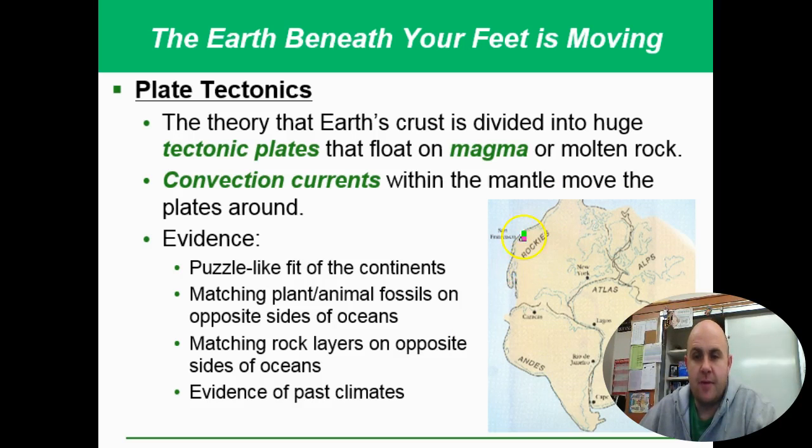And from that point in time, they've been moving around because of convection currents inside the mantle. The mantle has rising and falling magma, and it creates this circular pattern, and the crust is riding on top. So as it goes in circles, it pulls the crust along with it, moving it back and forth and around. And there's lots of evidence to support this.